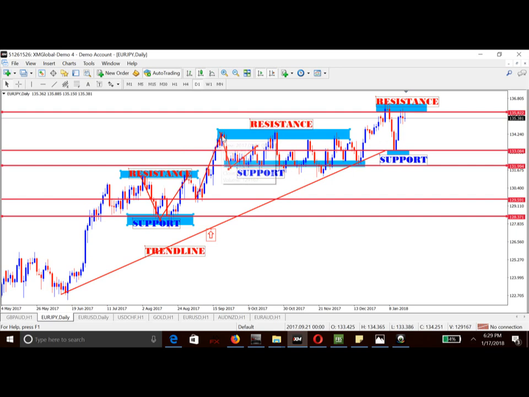Pullback has to do with how resistance became support and support became resistance, meaning that it shows the level at which sellers interrupted the activities of buyers in the market, and how sellers enter the market. And retracement refers to how buyers are able to regain strength and continue in their normal direction. So I was able to explain pullbacks and retracement with this chart.